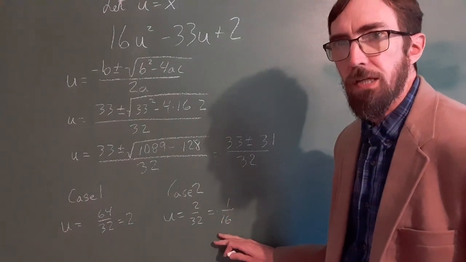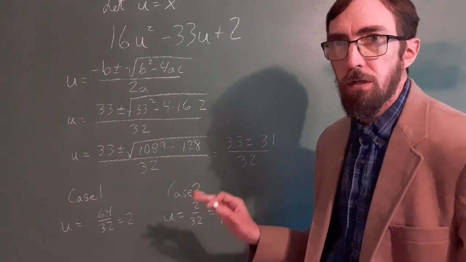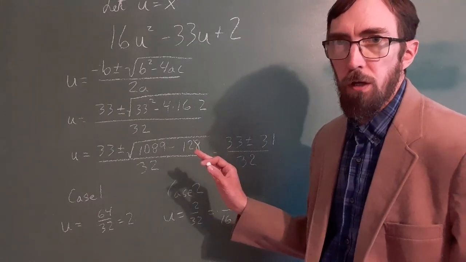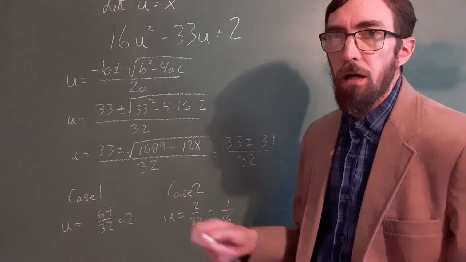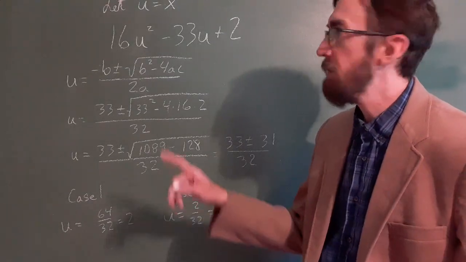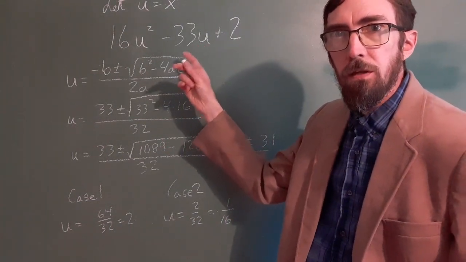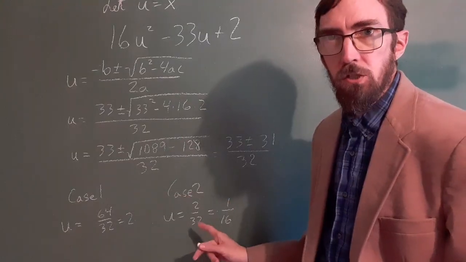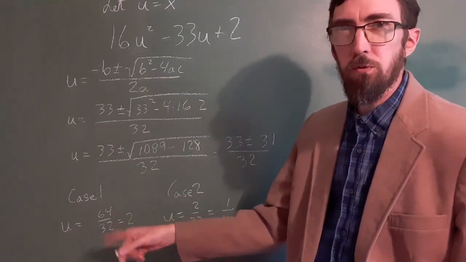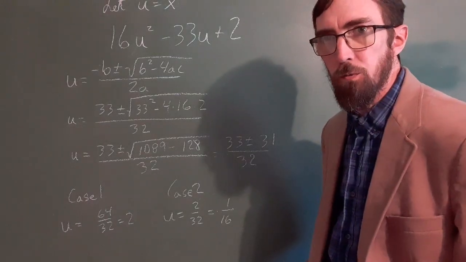Now, we haven't actually found the roots yet of the original problem, which was a quartic. We need 4 of those. We only found 2 values. The reason is because we made the substitution previously that u is equal to x squared. So to actually solve for x, we're going to need to take the square root of each of these values.